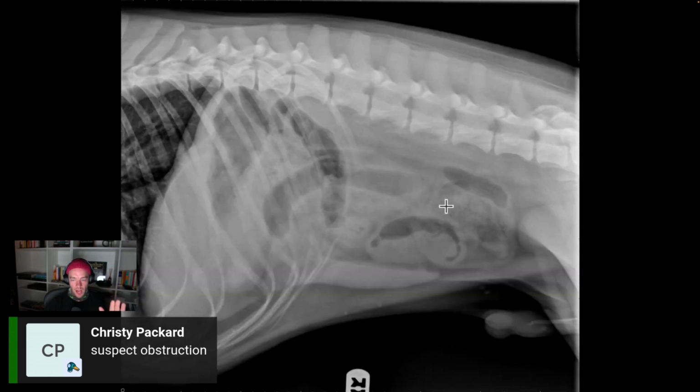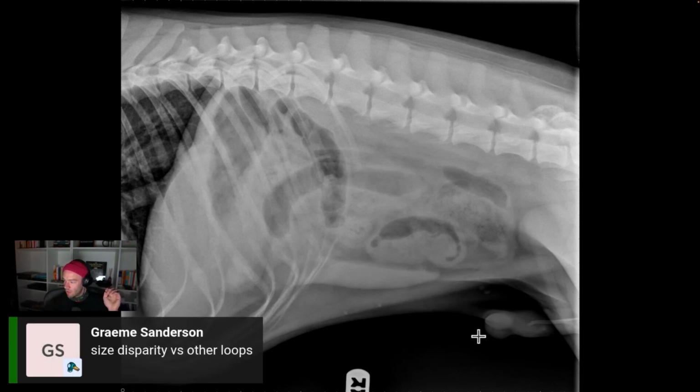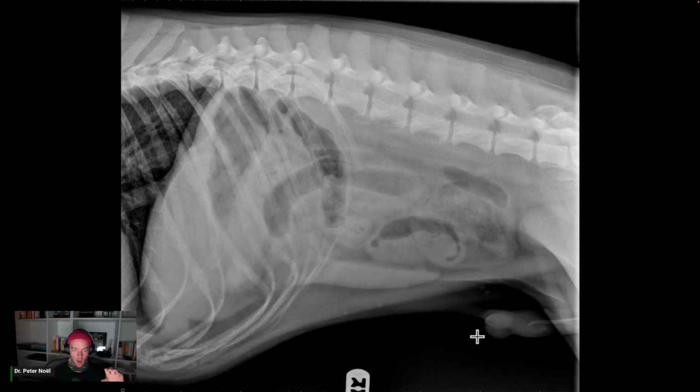So for the GI tract, what we want to do is try to get like a global idea. What you're trying to do is take it all in by going, what's the stomach doing and what's the small intestine doing? I'm not really that concerned with the colon unless you're thinking colonic torsion. But colonic torsions, these things are huge.